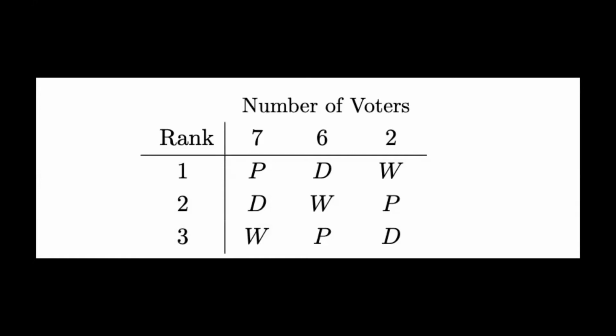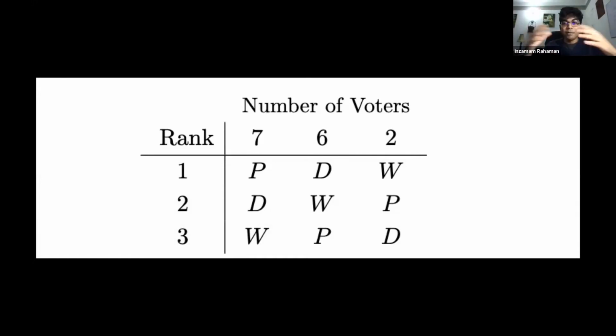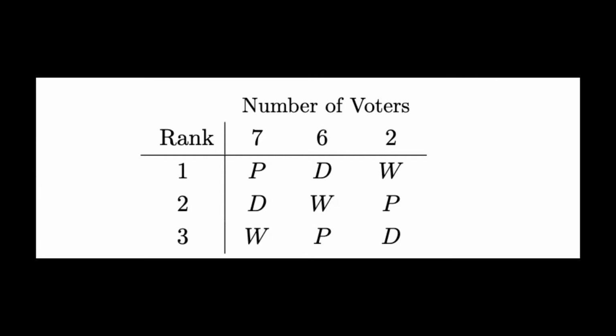Yeah, it'll be P, because remember in our system we just take your first ranking. So it's 7 voted for P, 6 voted for D, 2 voted for W. Now here's an interesting question. Let's say I delete W. If I delete W, what happens to the 2 voters who voted for W as number 1? Who do they vote for now? P. So who's the winner of that election? Again, P.